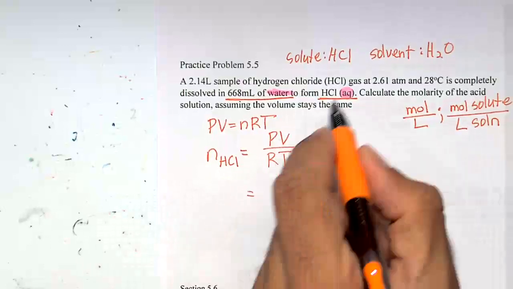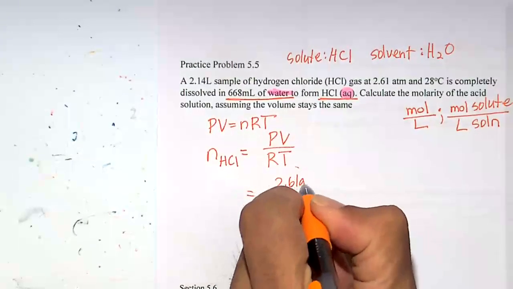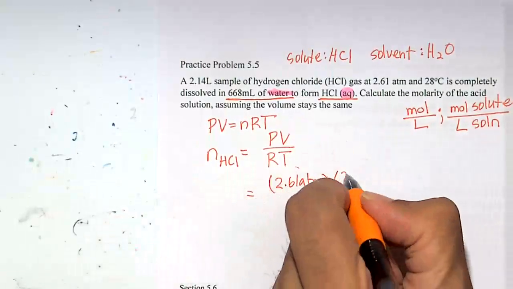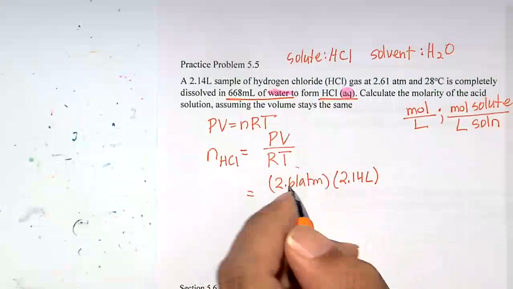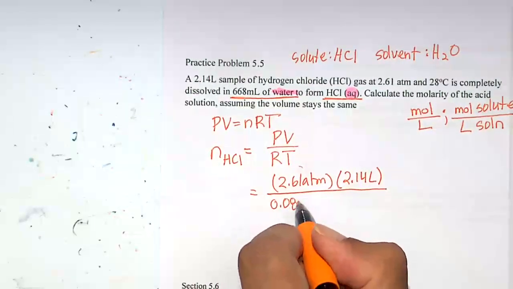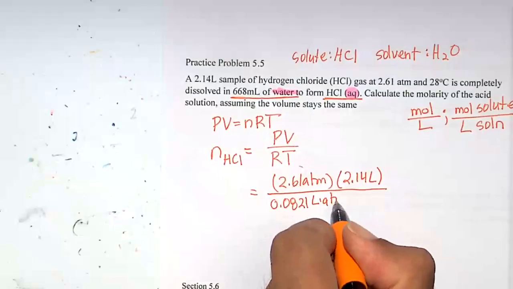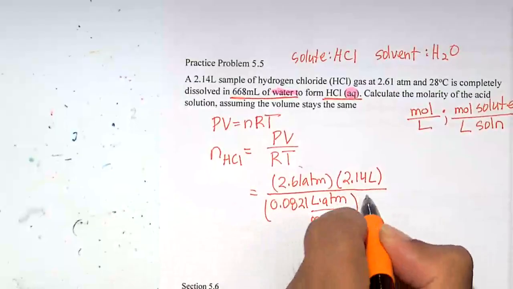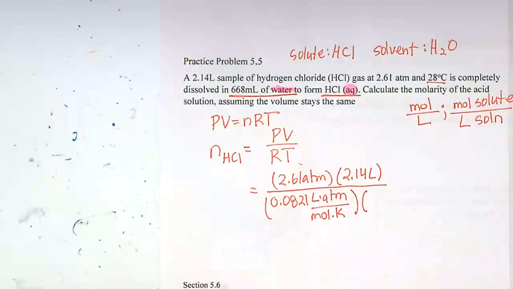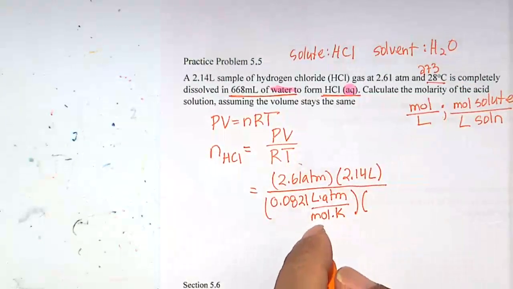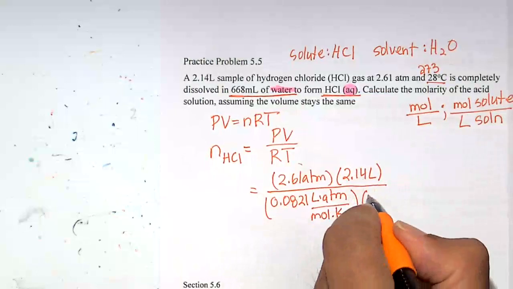All right, our pressure here is 2.61 atmospheres. Our volume here is 2.14 liters. R is something I'll give you. It's 0.0821 liters times atmospheres divided by mole Kelvin. And temperature T, don't forget to convert it to Kelvin. 273 plus 28, what is that? 301.